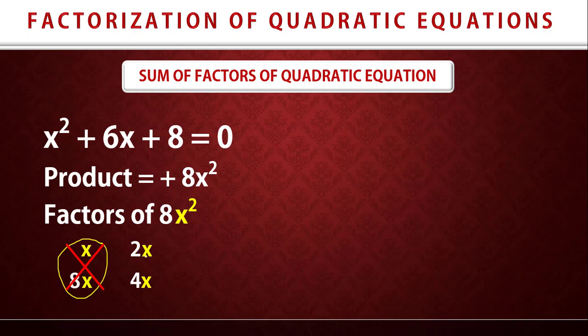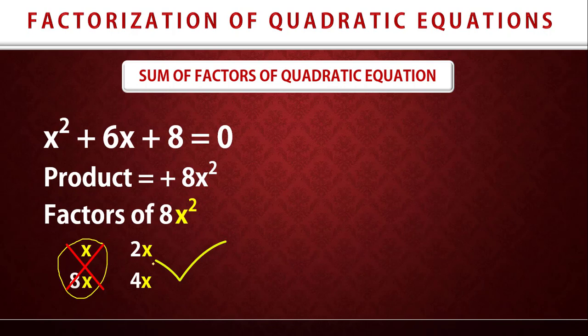So let's consider the 2s and the 4s now. For the 2s and 4s, let's add them. 2s plus 4s gives 6s. That means we are very close. So it means we can make use of 2s and 4s, since it gives us the sum of factor here, irrespective of whether it's the plus that we have here or the minus. We just do a trial and error first.